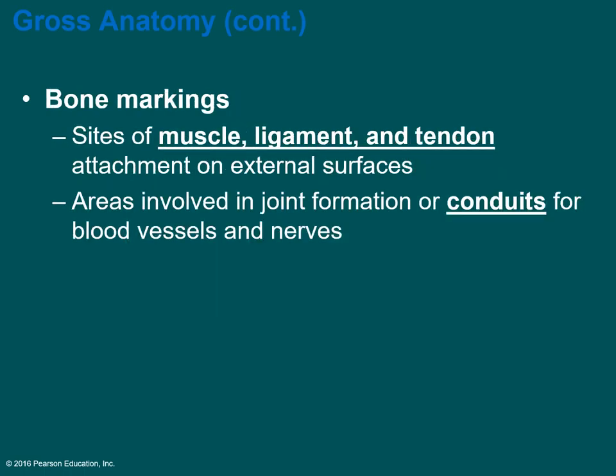Bone markings, these are places or sites where you can have muscle attachment, ligament attachment, tendon attachment, and some of the markings are usually involved with joint formations. They may be openings for blood vessels and nerves. Blood vessels and nerves often run together, and so there may be markings of where those are lying as they're adjacent to the bone and how they innervate the bone.